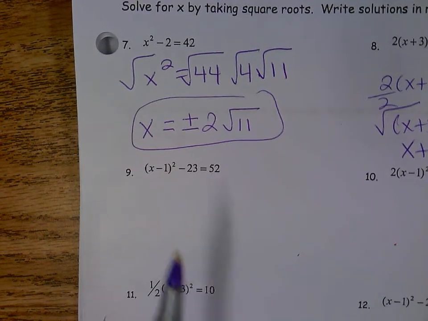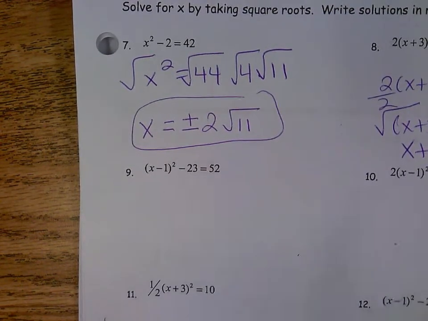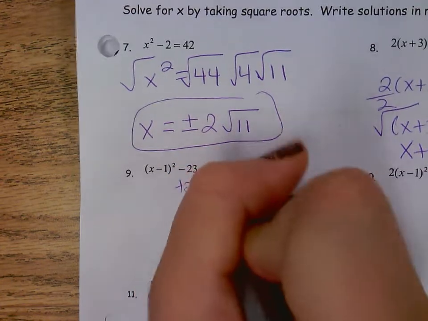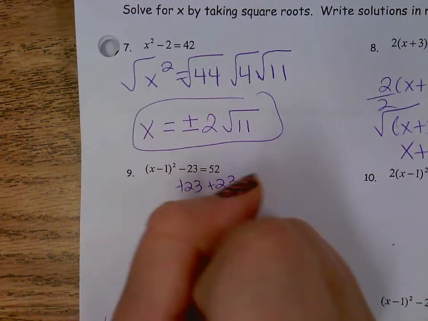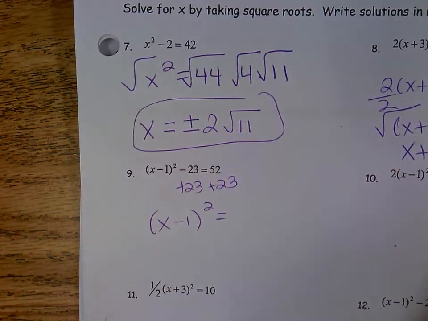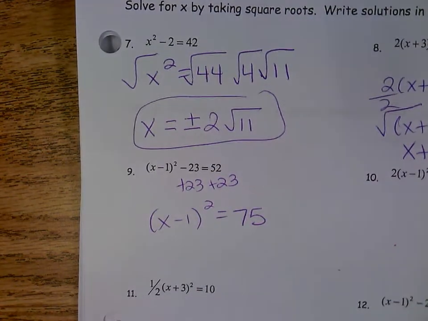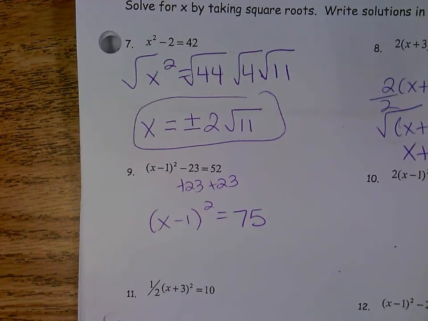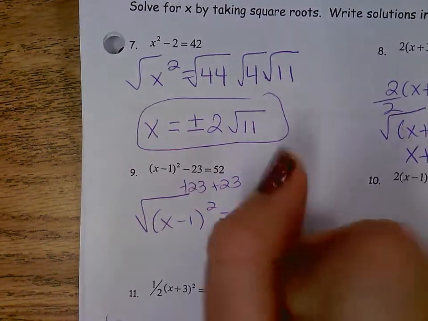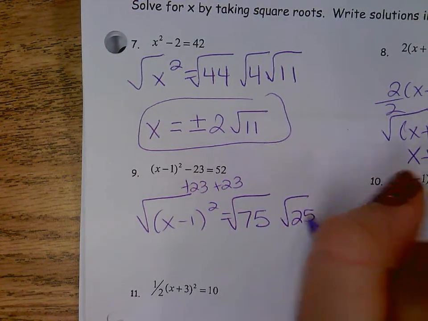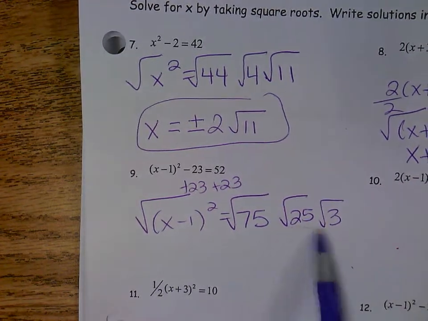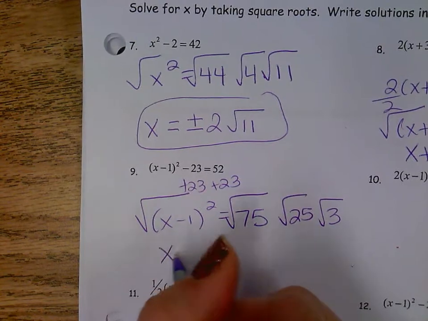All right, number 9. Add 23 to both sides. How can I reduce 75 if you didn't get there yet? What would you use? 25, right? I'm taking the square root. 25 times 3. I'm not quite finished yet.